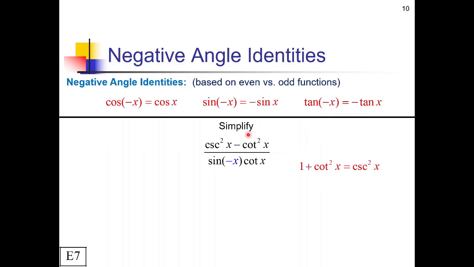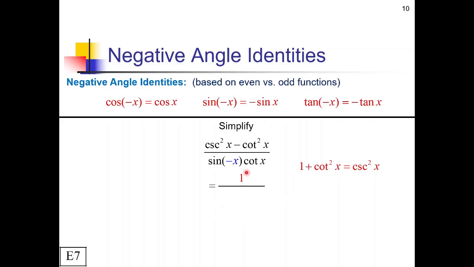So I'm going to use that to simplify my numerator. If I subtract cotan squared from both sides, I see that cosecant squared minus cotan squared is really just 1. So that whole numerator I can just turn into 1, which is awfully nice.